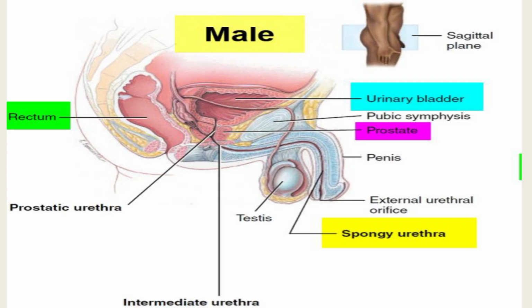This picture is clearly showing the relations of the bladder. Like the bladder is here, related superiorly to the coils of the small intestine and sigmoid colon, posteriorly to the seminal vesicles and the rectum, inferiorly to the prostate gland, and anteriorly to the pubic symphysis.